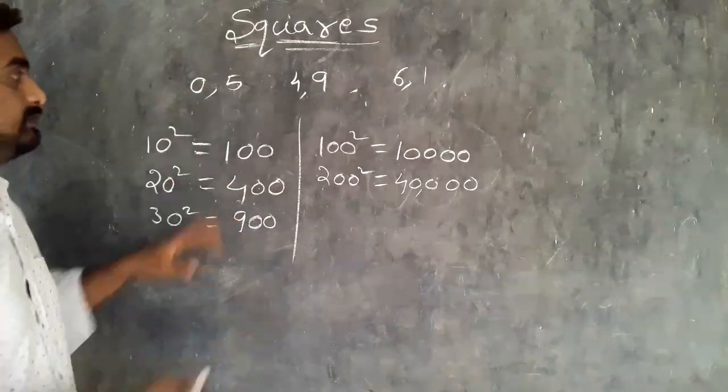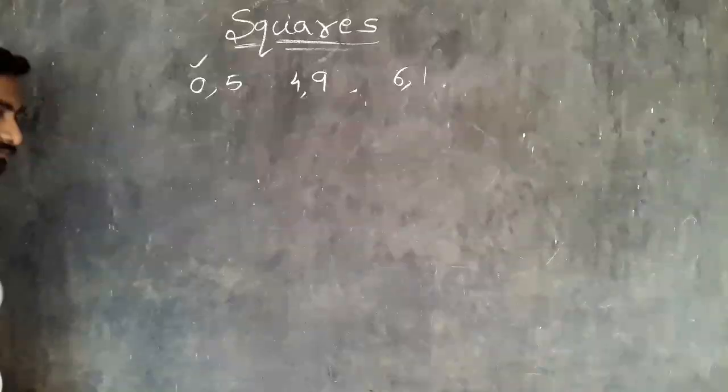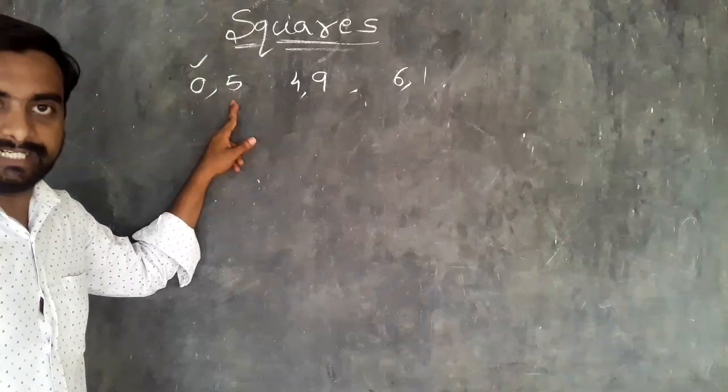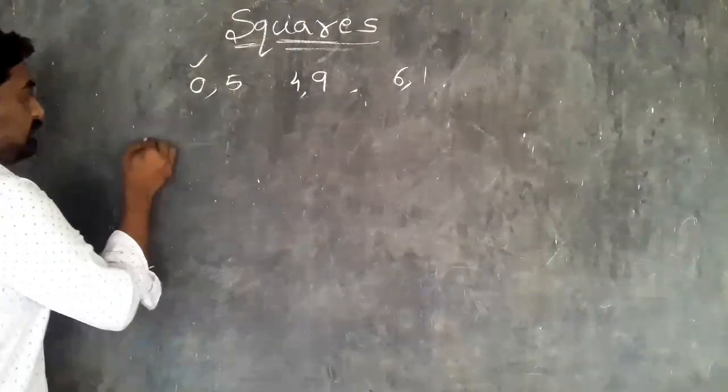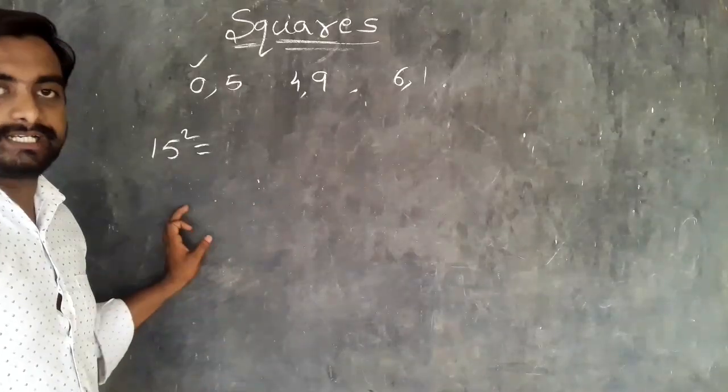And now let's see the squares technique for 5 ending numbers. Okay friends, now we see the 5 ending numbers square technique. We take the example 15 square. A very simple technique, friends.